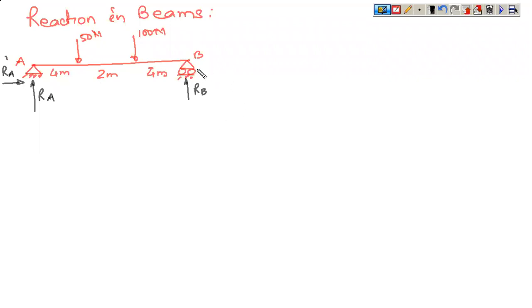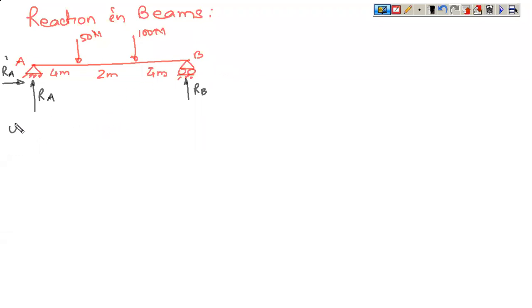Because this is a roller support, it has a single direction, a single reaction. The direction of the reactions is chosen by us. If the answer comes out to be negative, that means our chosen direction was wrong. The magnitude of the reactions will not be affected. A negative sign in the answer indicates that your chosen direction is wrong.